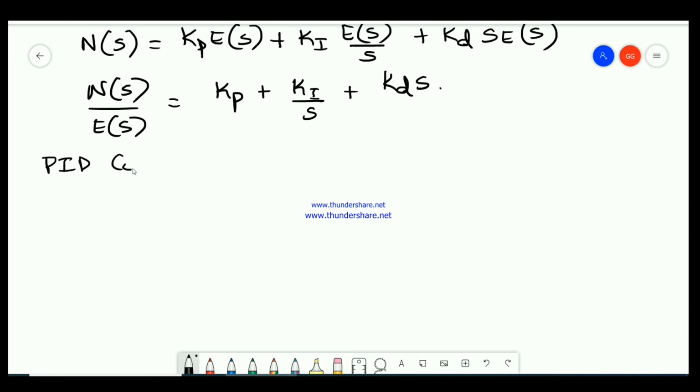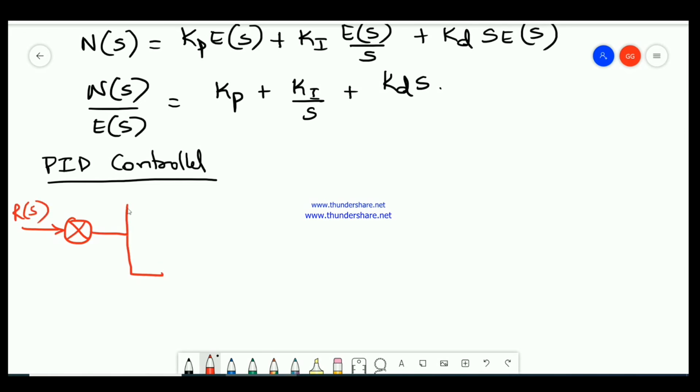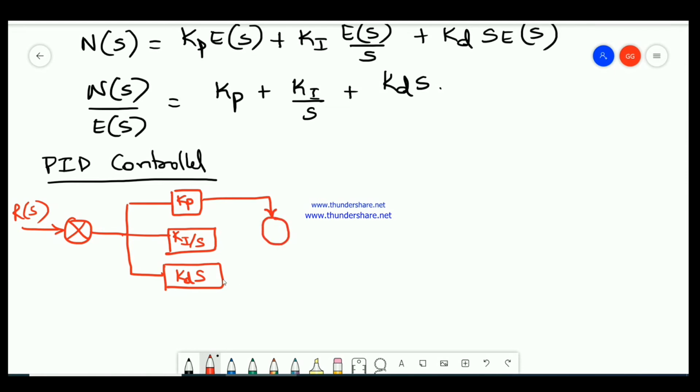So therefore, let us write the PID controller block diagram. We have a summing point, R(s) is given to the summing point. Now you take three different blocks. One block is with the gain Kp, another block is with the gain Ki by s, the third block is with the gain Kd s. All these three are given to a single summing point.